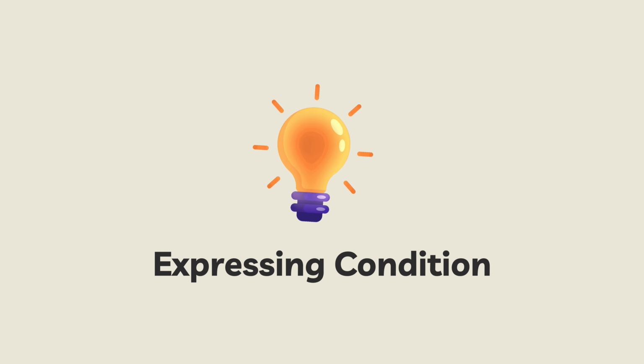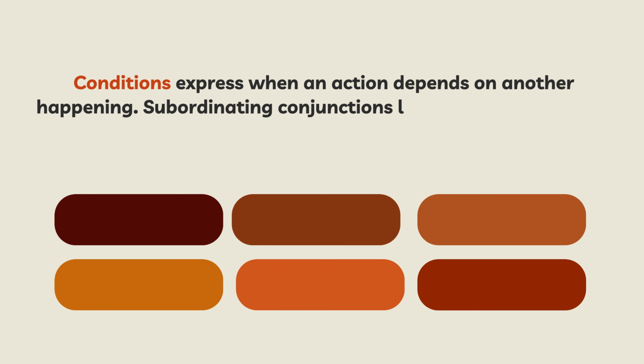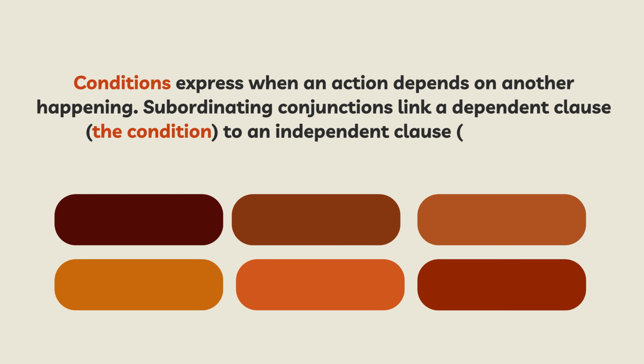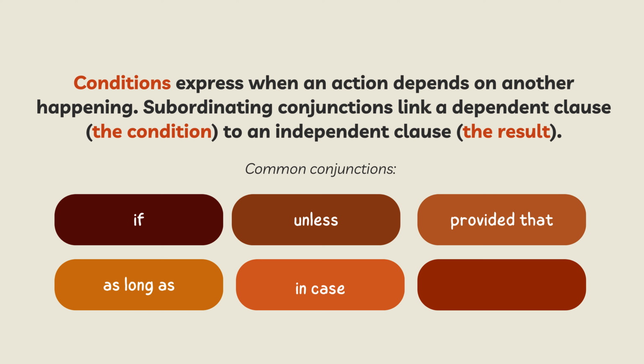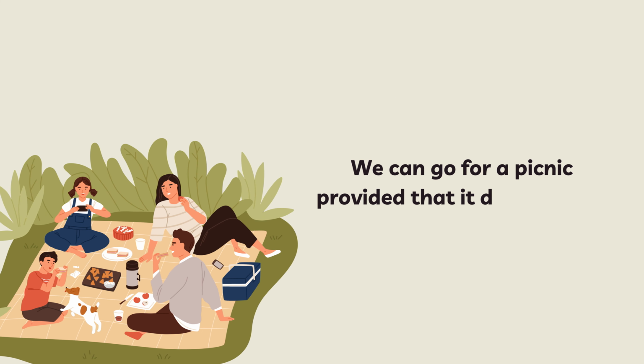Third, expressing condition. Conditions express when an action depends on another happening. Subordinating conjunctions link a dependent clause, the condition, to an independent clause, the result. The common conjunctions are listed here. Example: we can go for a picnic provided that it doesn't rain.